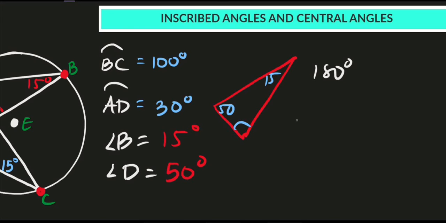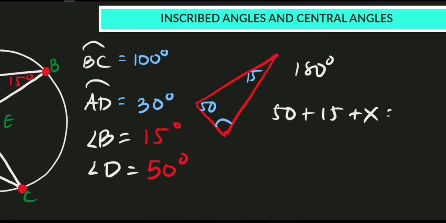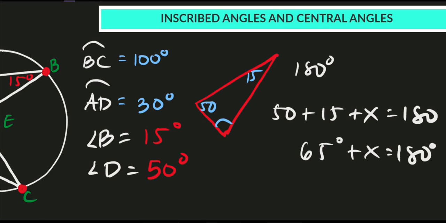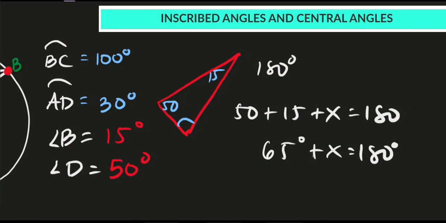Therefore, 50 plus 15 plus the missing part, let's say that is x, is equal to 180 degrees. If you want to simplify and solve for x, 50 plus 15 is 65 degrees, plus x, equals 180 degrees. Isolate the value of x, so subtract 65 from both sides. Therefore x is equal to 180 minus 65 degrees.